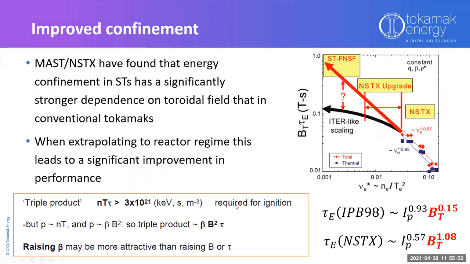So you see here that the triple product n T tau, which is required for ignition, can be written as beta B squared tau. And so if you raise beta rather than B and tau, you can have a more attractive solution rather than increasing tau. Typically increasing tau would mean increasing the size, and if you increase only B, it could be expensive. This is the solution, let's say, of MIT to go to a much higher magnetic field, 12 tesla for SPARC. We want to operate around 4 tesla, so keeping B lower, but we want to operate at a much higher beta.